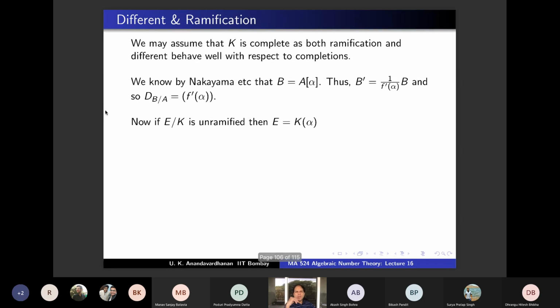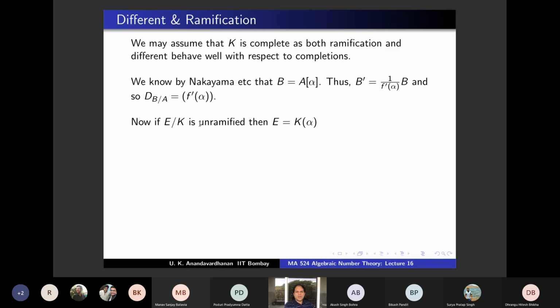And this is good. So the crucial step was this completion. Without loss of generality, you have reached completion. And in the complete situation, in the local situation, you know that this is true. And therefore, you have computed B prime. It is 1 by f prime alpha B. And therefore, the different is the inverse of that fractional ideal. So this is generated by this.